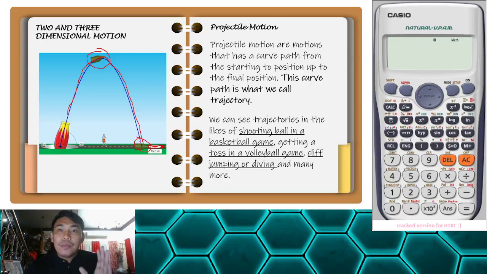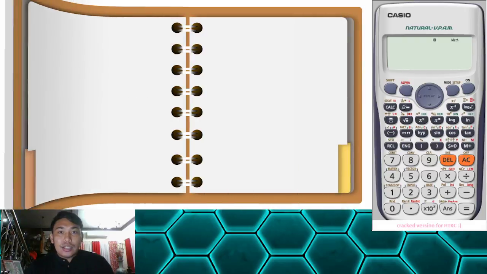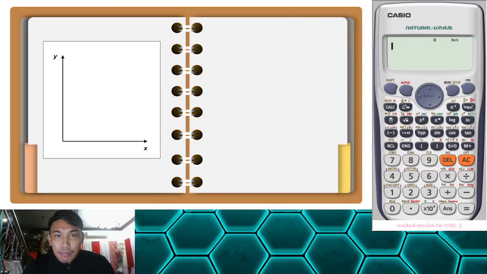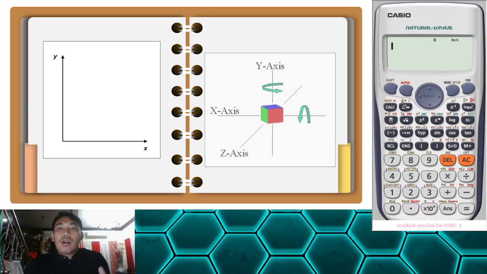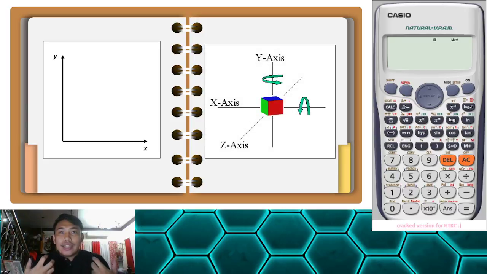So we will be dealing more with this projectile motion in this lesson. Okay, so two dimension motion, we're dealing only with the x and the y axis. Okay, so that is what the two-dimensional motion is. But when we talk about the three-dimensional motion, it can be seen from three axes. So z, x, and y.